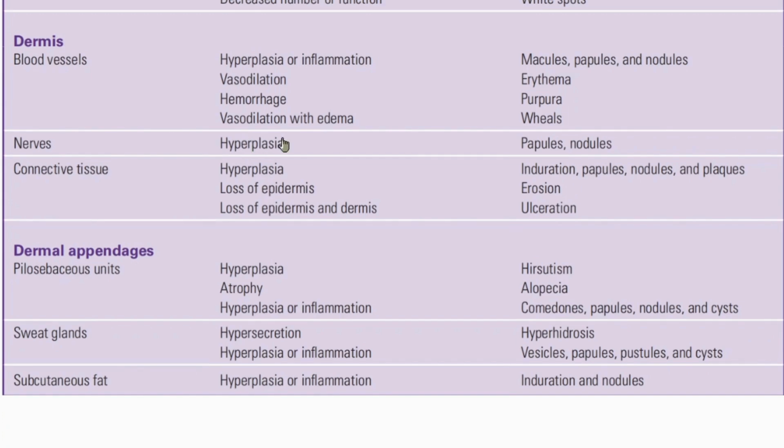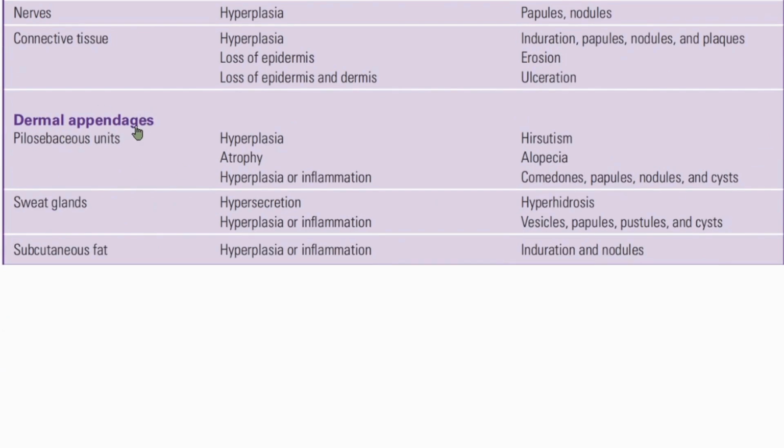In nerves, we can see hyperplasia, and the clinical manifestation is papules and nodules. Connective tissue: we can see hyperplasia, loss of epidermis, and loss of epidermis and dermis. In connective tissue hyperplasia, we can see induration, papules, nodules, and plaques. In loss of epidermis, we can see erosion. And in loss of epidermis and dermis in connective tissue, we can see ulceration.